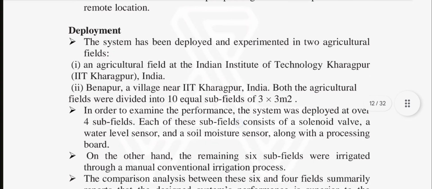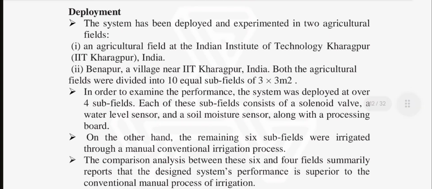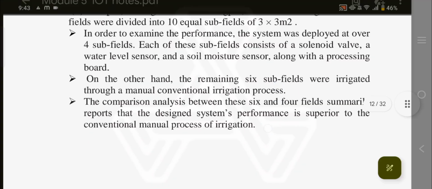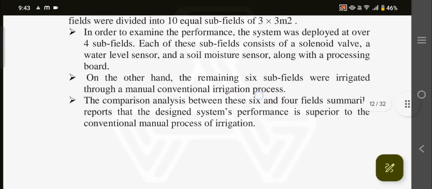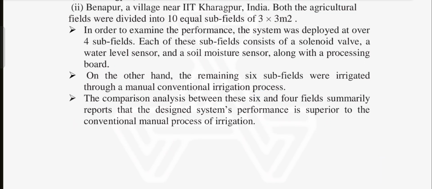Deployment. The system has been deployed and experimented in 2 agricultural fields: an agricultural field at the Indian Institute of Technology, Kharagpur, IIT Kharagpur, India, and Benapur, a village near IIT Kharagpur, India. Both the agricultural fields were divided into 10 equal subfields of 3 by 3 m2. In order to examine the performance, the system was deployed over 4 subfields.